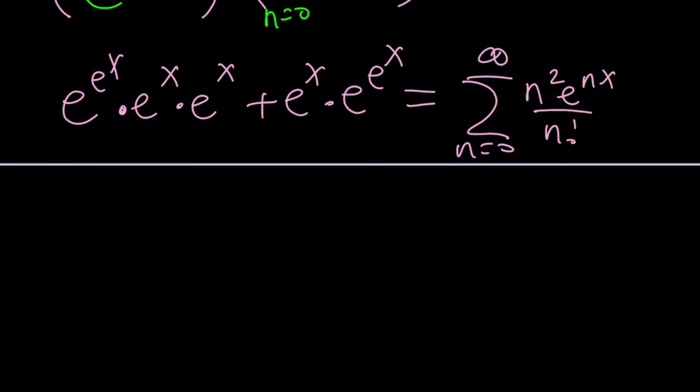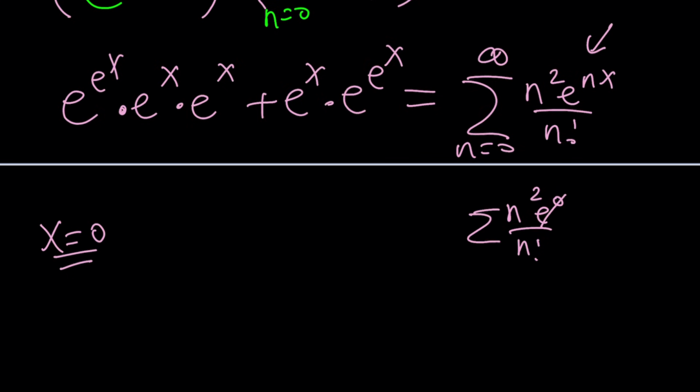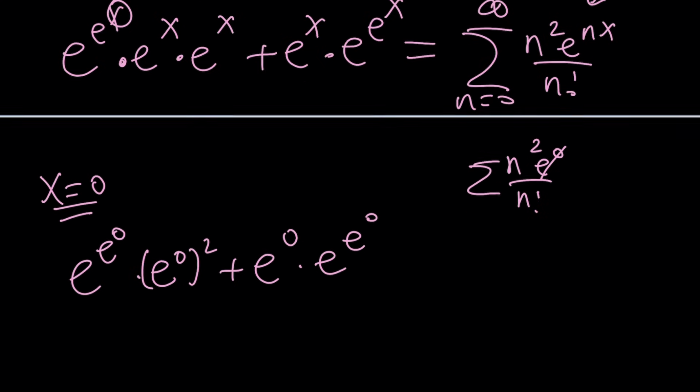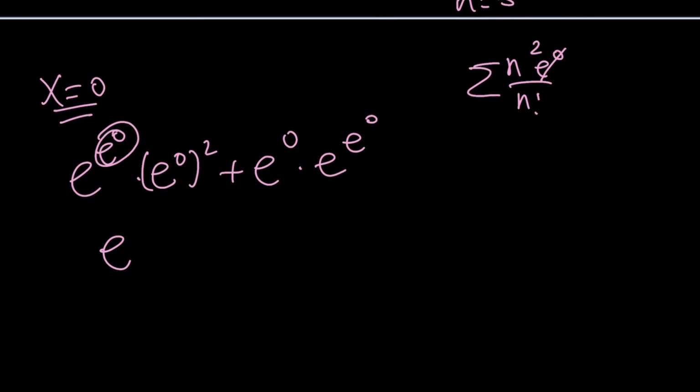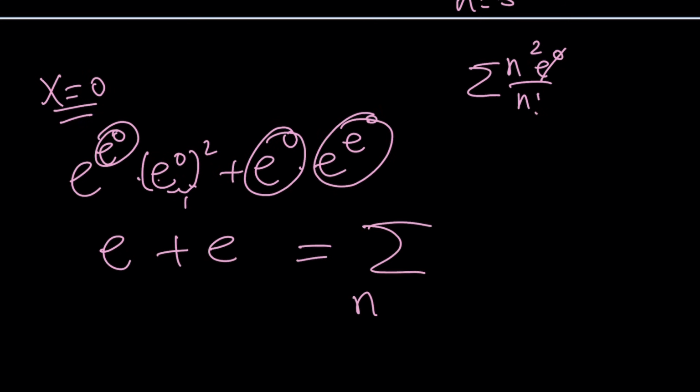Guess what we're going to do? We're going to replace x with 0, not with 1, of course not. x equals 0 is going to give us what we need, because if you replace x with 0, you get n squared e to the power 0 divided by n factorial. That's exactly what we need because e to the power 0 is 1. So when you replace x with 0, it's going to be e to the power 1 times e to the power 0, but it's squared, and then this one is e to the 0 times e to the 0. e to the 0 is 1. So this is e times 1, and this is 1, so this is e. So e plus e equals 2e, or not 2e. Remember that: the sum from n equals 0 to infinity of n squared over n factorial.